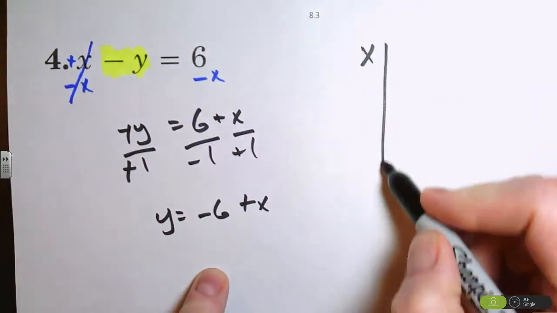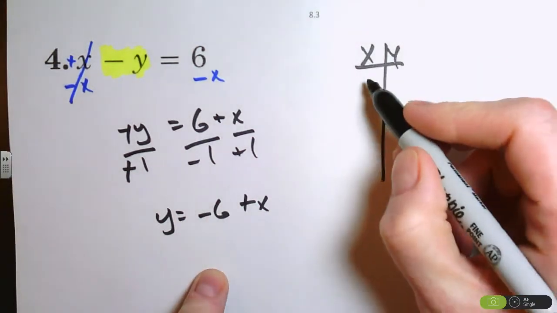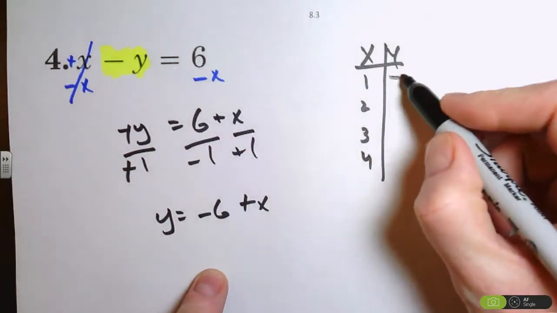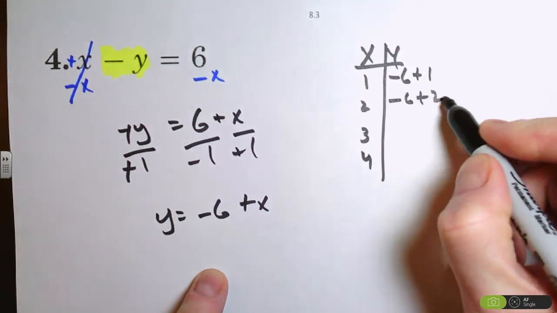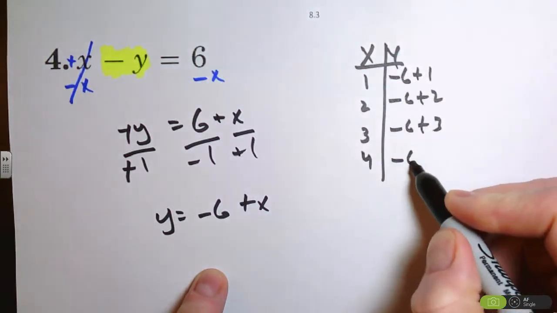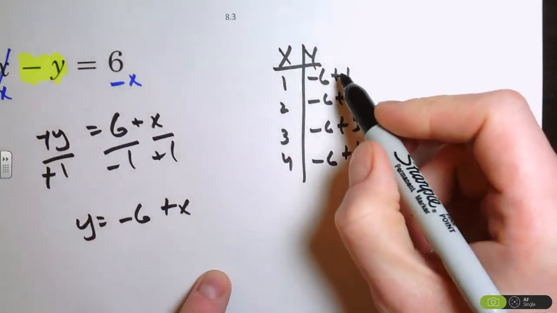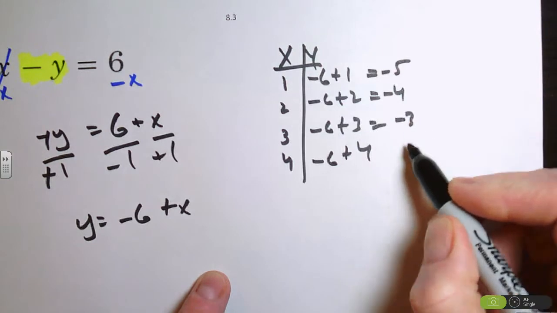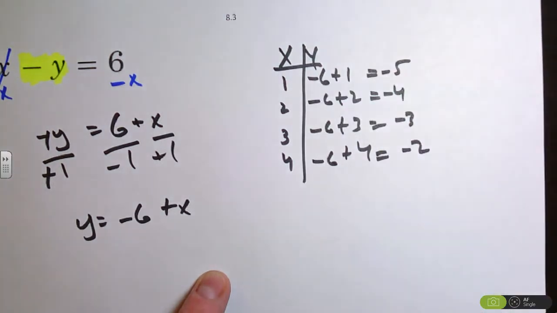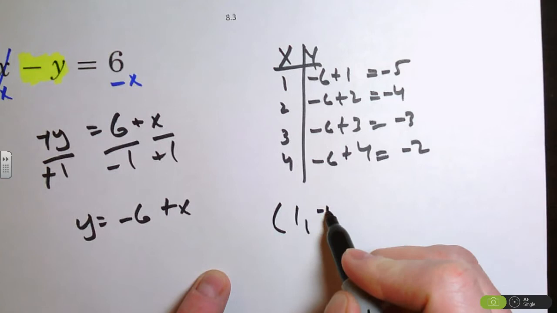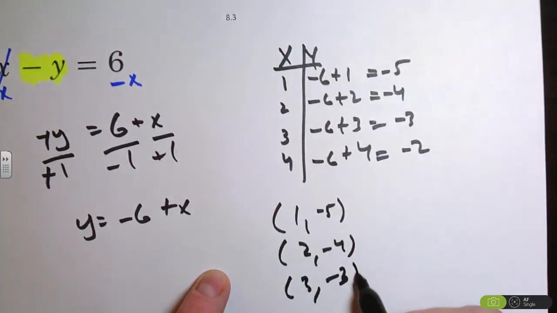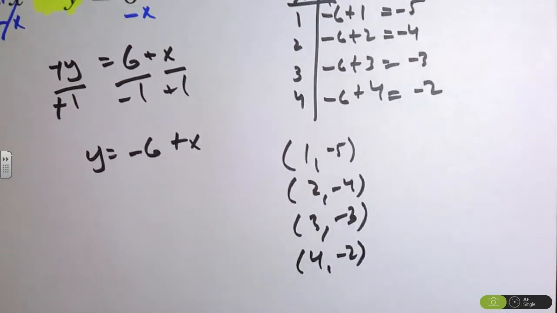So I took this equation and rewrote it in a way that works a lot more easily, and what I'm going to do is pick four x values. 1, 2, 3, 4, it really doesn't matter, and do -6 plus those values. -6 plus 1 is -5, -6 plus 2 is -4, -6 plus 3 is -3, -6 plus 4 is -2. So my four ordered pairs are (1, -5), (2, -4), (3, -3), (4, -2).